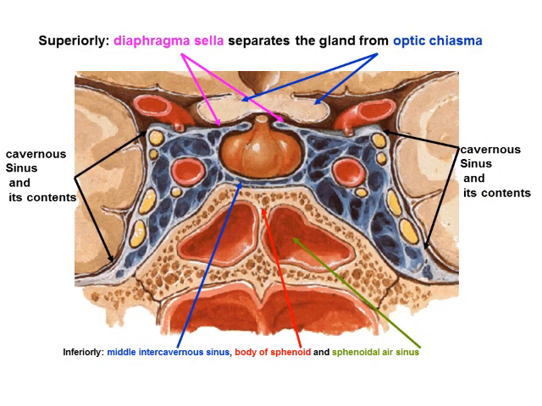Look at this coronal section at the level of the body of the sphenoid bone. Again, superior to the gland there is the diaphragma sellae, which separates the gland from the optic chiasm, and on each side there will be the cavernous sinus and its contents. Inferior to the gland there are the body of the sphenoid bone and the sphenoidal air sinuses.